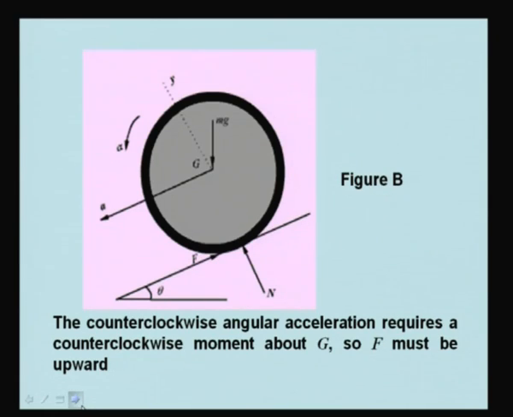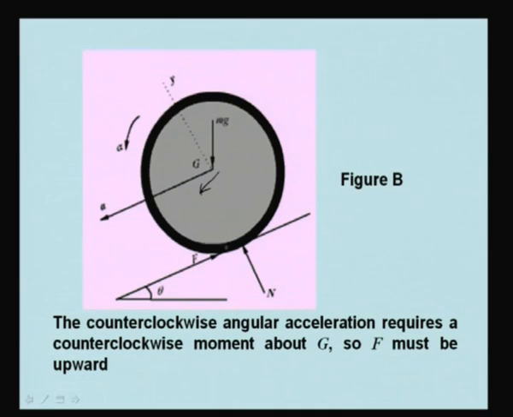Now just see. If we make the free body diagram of this hoop, you have a friction force F which is upward, then a normal force N, and the weight mg passing through the center of gravity, and then this is A, and this is alpha, and this will be y. You have counterclockwise angular acceleration because the mass is coming down here, so the acceleration is counterclockwise. So you require a counterclockwise moment about G, which means F must be upward.